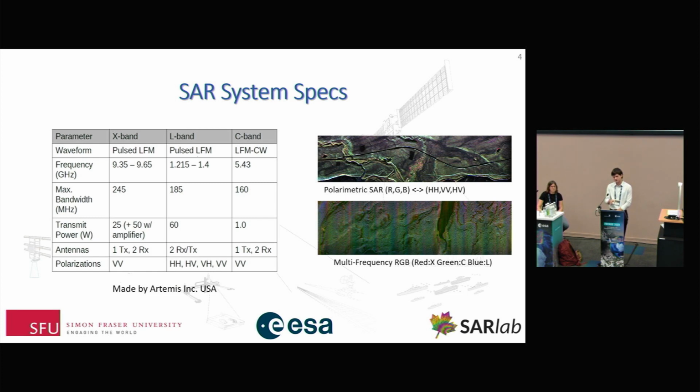You can see some examples of other imagery. So that top image there is the L-band. It's a polarimetric image, and then on the bottom is a false color image of our 3 frequency bands over a forest scene.